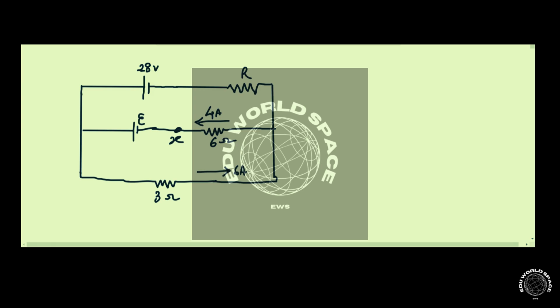So we have this circuit given over here. This is a 28-volt battery and a resistor of resistance R. A 4 ampere current is shown going through this 6 ohm resistance, and this is a battery of unknown EMF E. This is just a random point X marked. Here we have a 3 ohm resistance in parallel to these given components, and the current is also given here, which is flowing through this 3 ohm resistance.